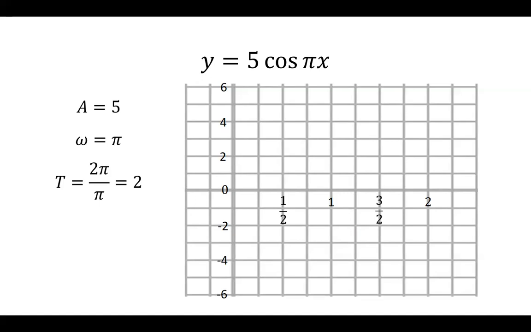Cosine starts high. So we've got an amplitude of 5. So it's going to start at 5. It's then going to go through 0. And then it's going to go to -5, back to 0, back up to +5. So see, those 5 points allow us to draw this.